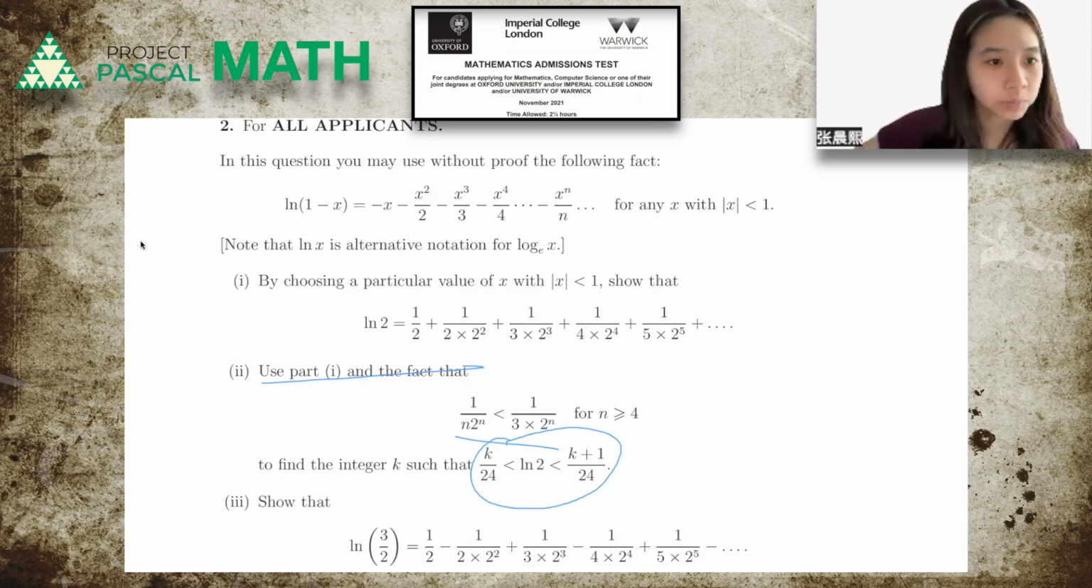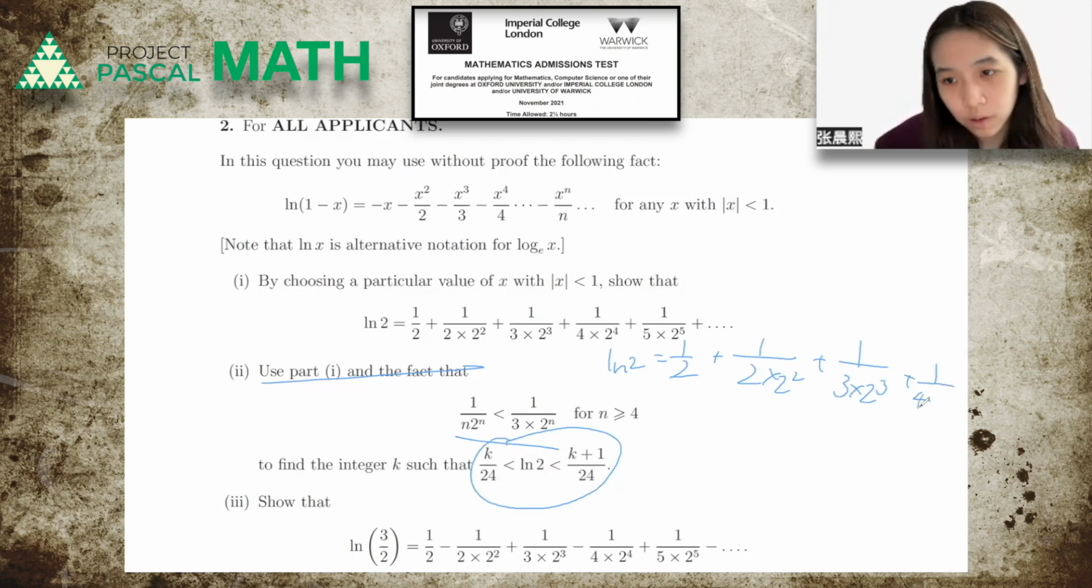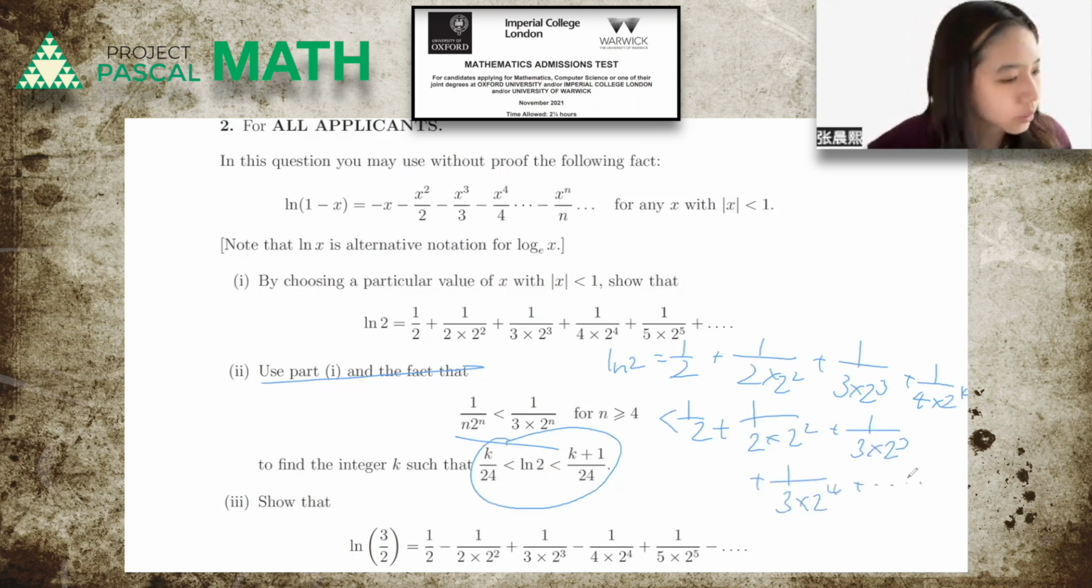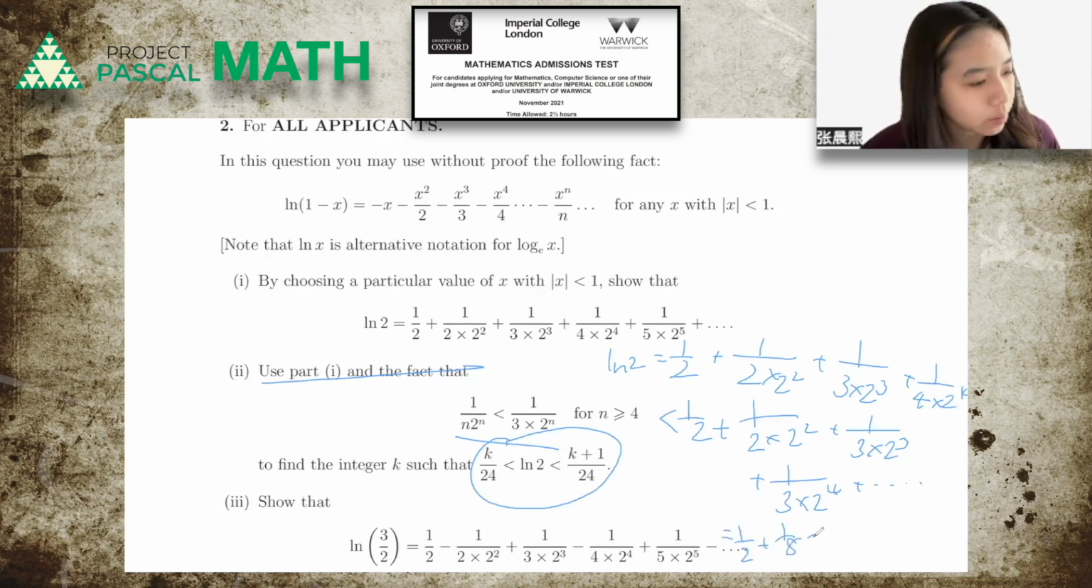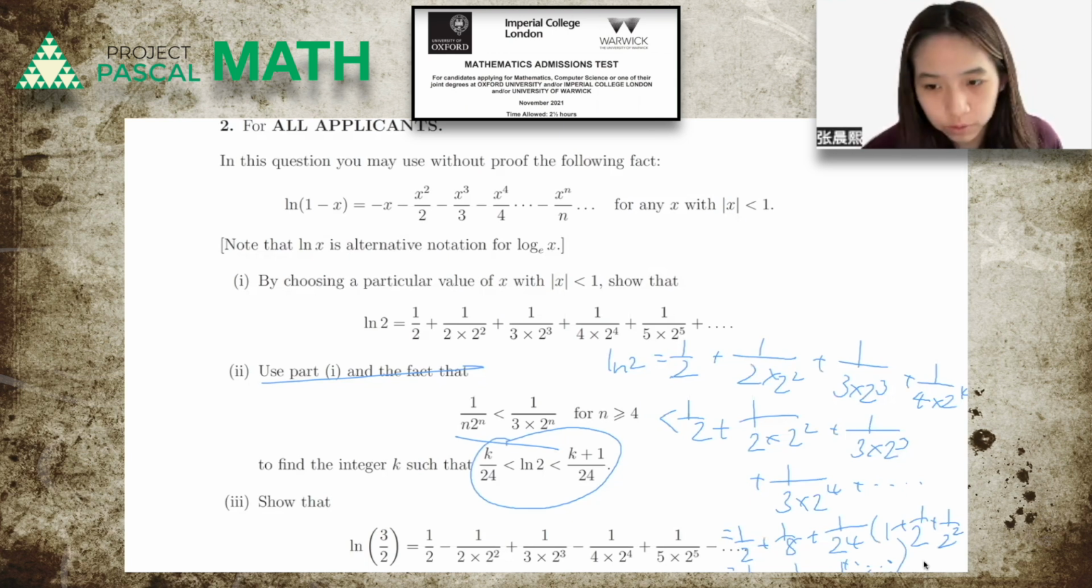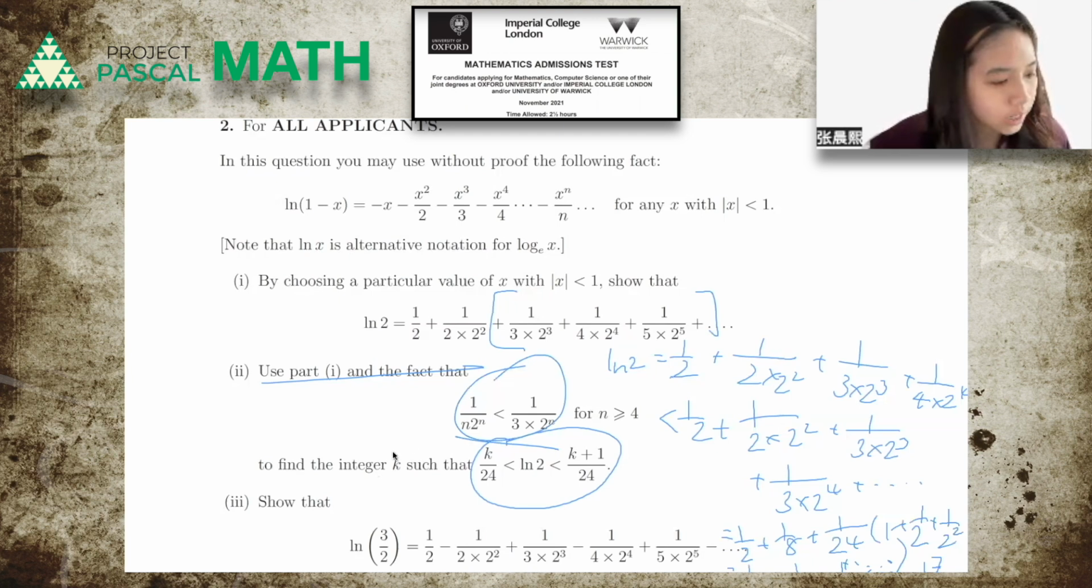Okay, so moving on. We have ln 2 equals half plus 2 times 2 squared plus 3 times 2 cubed plus 4 times 2 to the power of 4. And then this is less than 2 squared plus 3 times 2 to the power of 4, plus all the way. So it's like 1 over 2 plus 1 over 8 plus 1 over 24. You add everything up together and you get 17 over 24, because you use this for this onwards. And so k in this case is thus equal to 16.